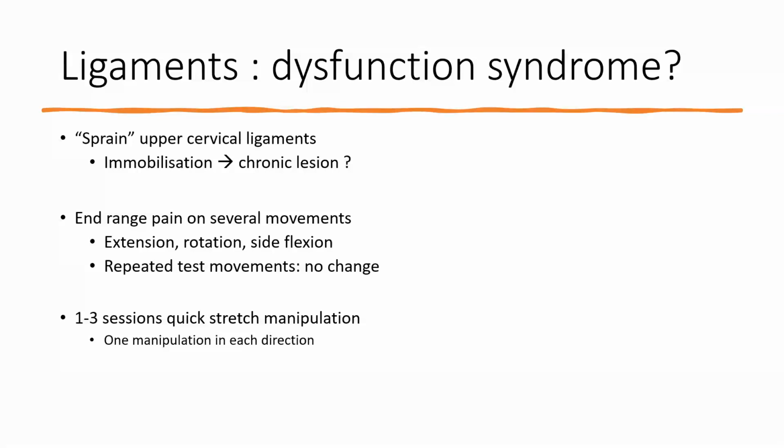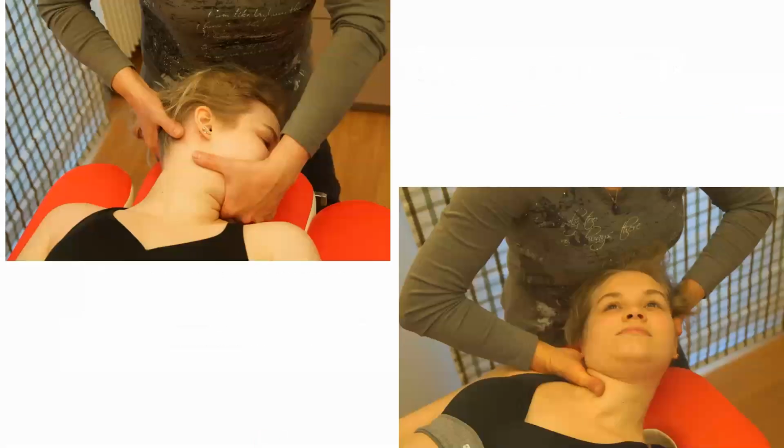Well, actually, such a situation might react very good on what we call the quick stretch manipulation. We do a manipulation in rotation and a manipulation in side flexion, but both rotations and both side flexions. So you do 4 manipulations, and of course the patient has to move at home regularly to end range. Perhaps you can give him a belt or so to help him to do a kind of auto mobilization.